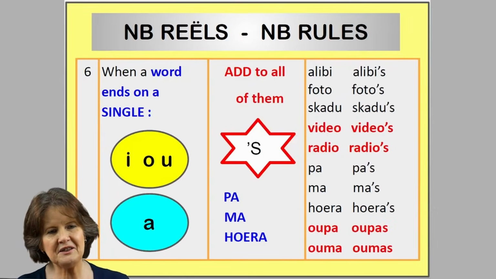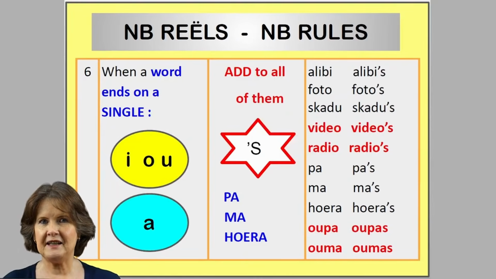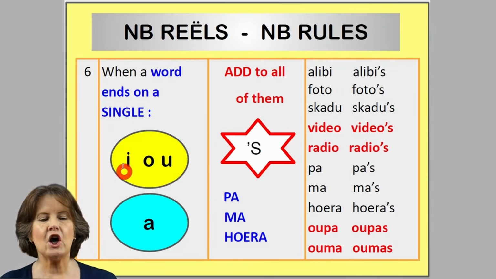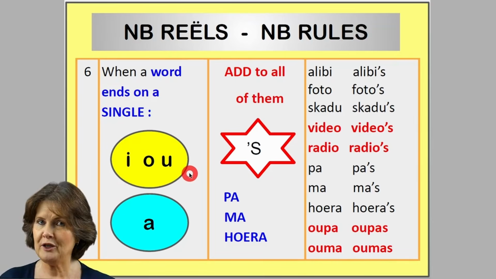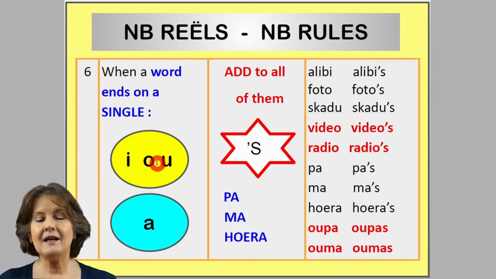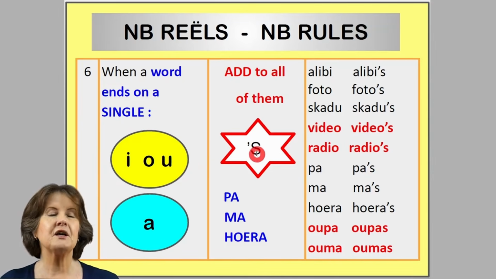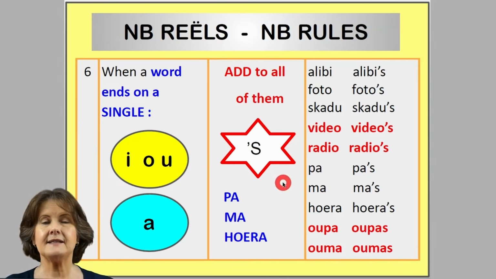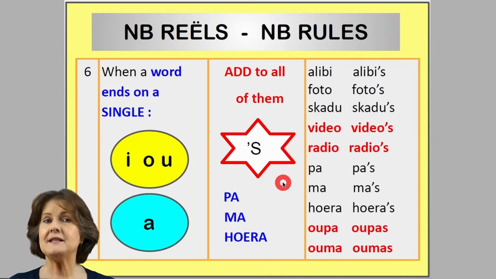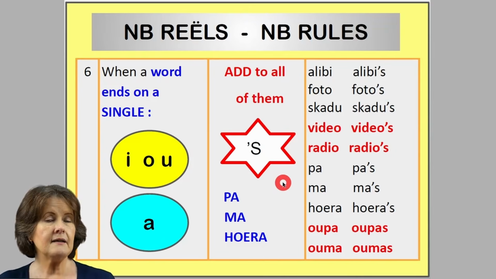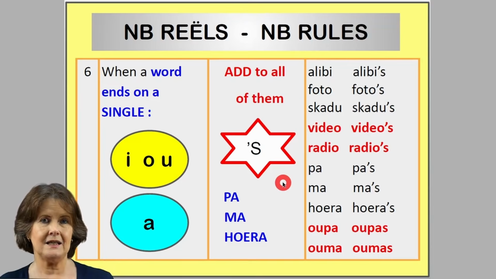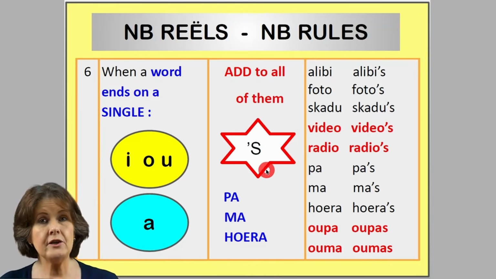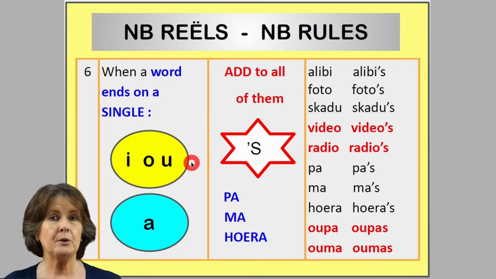Now we're getting to our last rule, and that is rule 6. Listen very carefully now. When a word ends on a single I-O-U, think of it as I am owing you something. So I, O, or you. Then you give it an apostrophe S. Now I know that in English you use the apostrophe to indicate possession. You will say this is Mary's book. But we say that is Marie se, S-E, book. So you see, we use the apostrophe S to indicate plural.